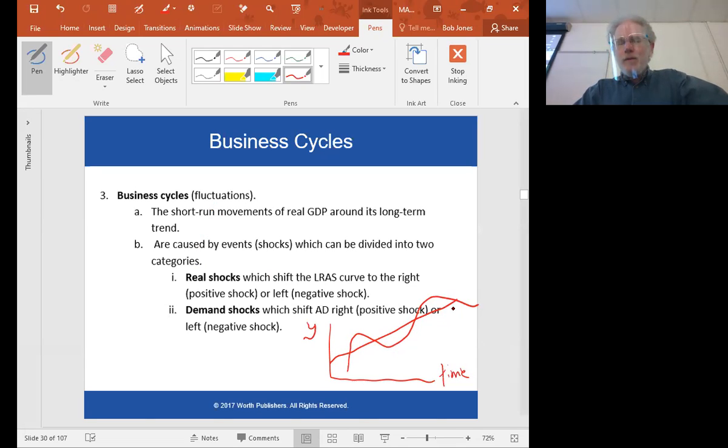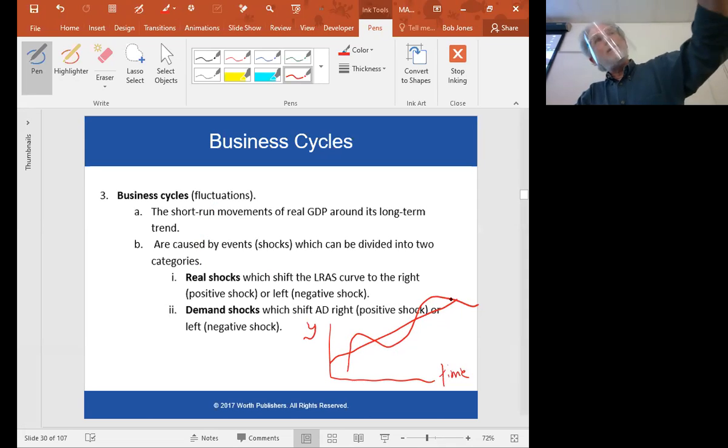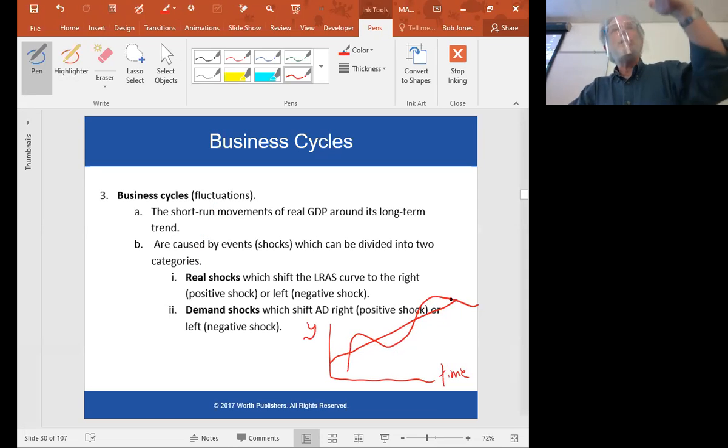And as we've said, we don't like these fluctuations because when output is going down, we're not producing as much. That means living standards will be lower in general for people. Plus, when we go into recession and output is going down, what's going up? What are people losing?